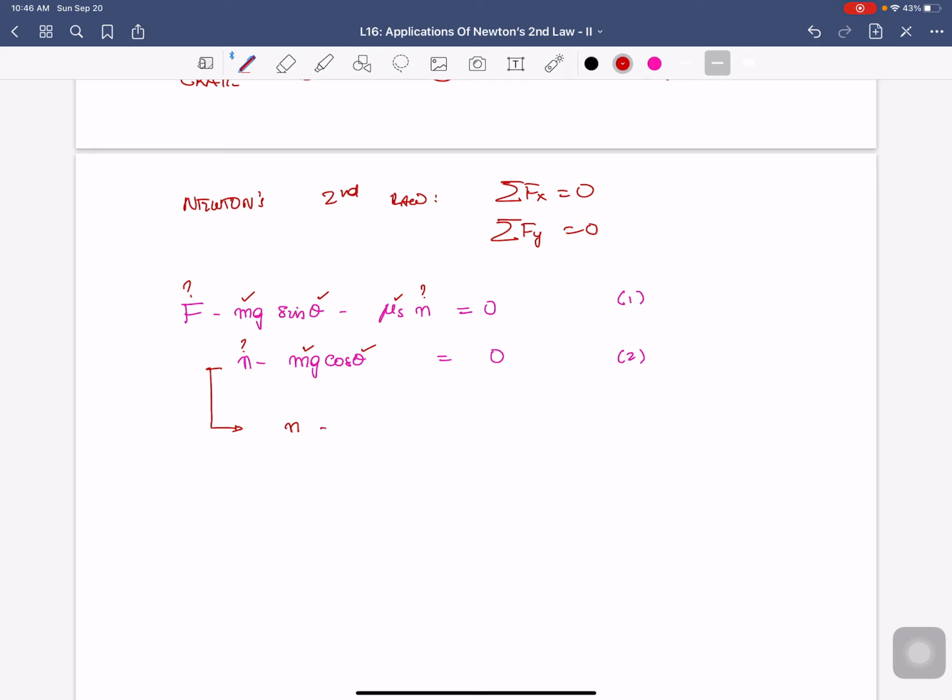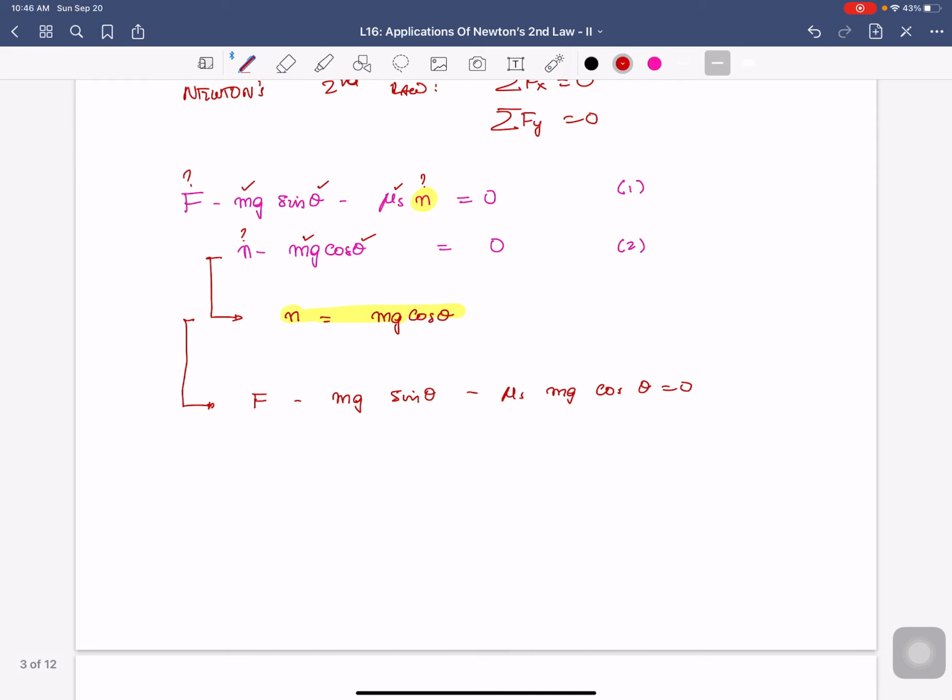The equation 2 tells us that n equals mg cosine theta. Once we have an expression for n, we are going to plug that back into the first equation, and from there we get F minus mg sine theta minus mu sub s mg cosine theta equals 0.